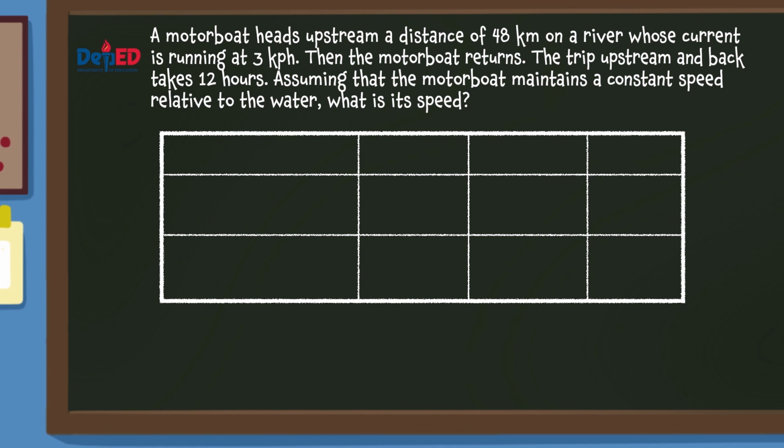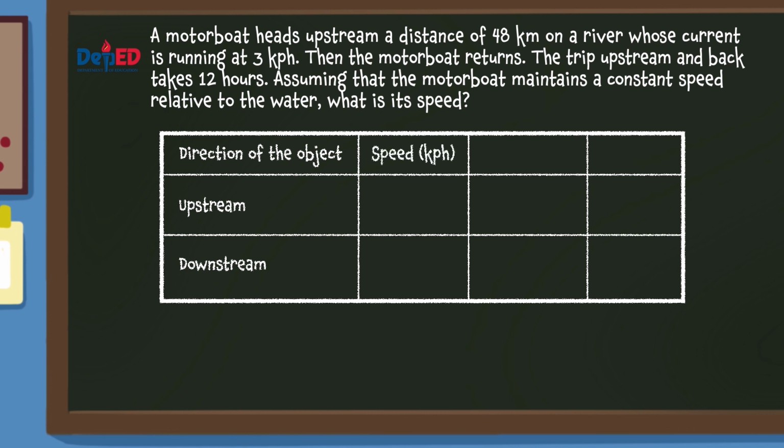First, we take note of the path or direction of the object, which in this case is the motorboat. There are two paths or directions taken by the motorboat: upstream, as mentioned in the first sentence of the problem, and downstream, as implied by the second sentence, then the motorboat returns. Second, we express the speed of the object when traveling upstream and downstream in terms of the speed of the current and the speed of the object relative to the water or in still water.